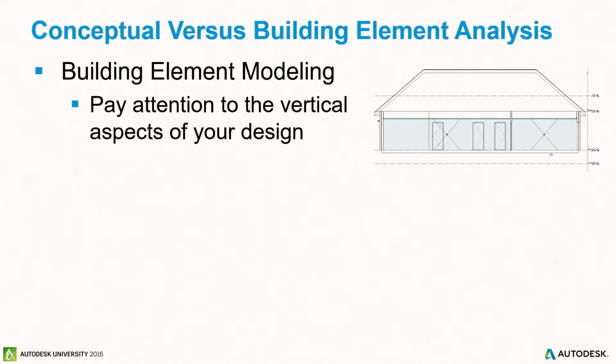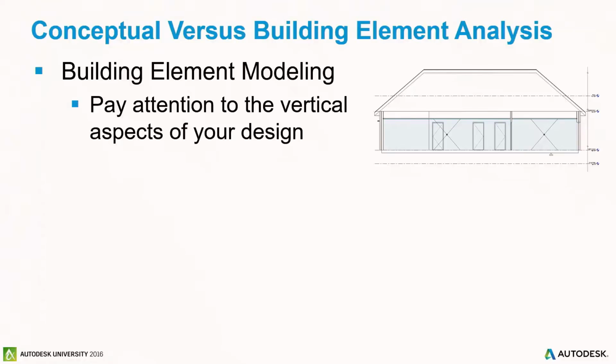So when you get into building element modeling, this is the part that most people miss. They don't pay attention to the vertical aspects of their design. They're not really looking at what's happening up and down. What's wrong with this picture? Somebody tell me what's wrong? Speak loudly. The spaces don't go all the way up to the roof.